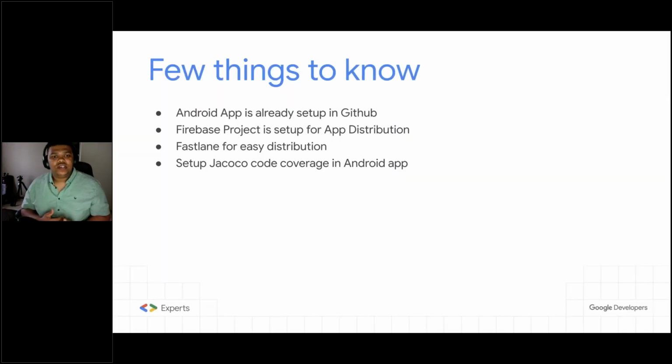So just a few things to know before we get started. Like I mentioned, the Android app, I've already set it up. It is on GitHub. I'll send the links out later, you can go check it out. I've also set up a Firebase project because I'm going to use App Distribution. I've set up Fastlane in the project too, because I think Fastlane is a really cool tool that helps with easier distribution, and you can actually run Fastlane lanes within Bitrise, which is really nice. If you want to do that, I've just set that up. And I've also set up Jacoco for code coverage in the Android application.